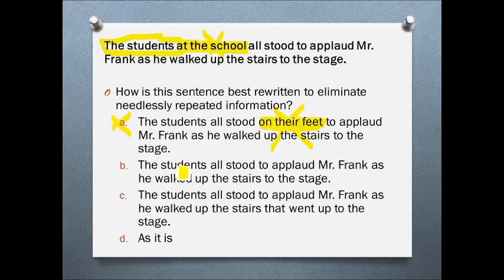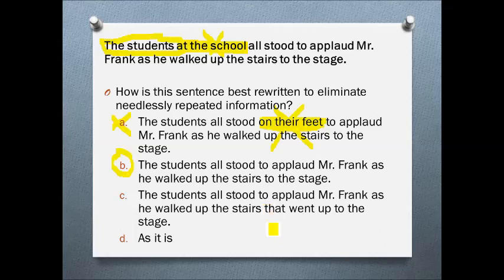B, the students all stood to applaud Mr. Frank as he walked up the stairs to the stage. That doesn't look like it has anything repeated. C, the students all stood to applaud Mr. Frank as he walked up the stairs that went up to the stage. Now this one's very similar to B. So how do you choose? So let's find the words that are different.